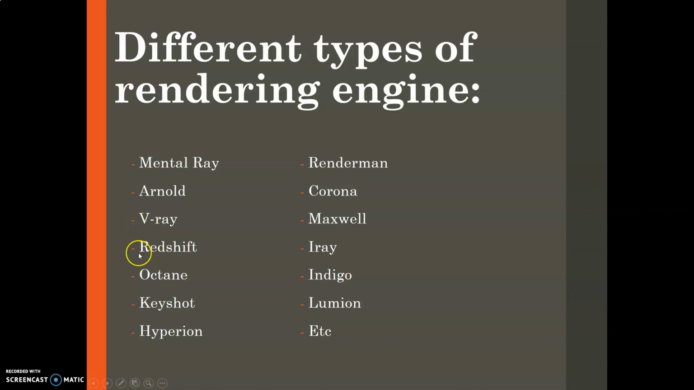Now, Redshift, alright, this is the engine that we're going to be spending most of our time on. It's a GPU, so it renders pretty fast, right? And also we have Octane, Keyshot, Hyperion, RenderMan, right? This is the engine that is used by Pixar and Disney to create their movies. And we have Corona. Yeah, well, it's not the coronavirus. It's the Corona rendering engine. Okay? And we have Maxwell, IRA, and so on and so on. Right? So this is the kind of rendering engine that you can install with your Maya.